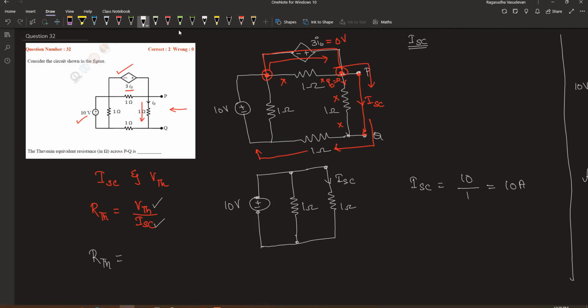Now we have found the Thevenin equivalent voltage too. Therefore, the Thevenin equivalent resistance is equal to minus 10 volt divided by 10 ampere, which is minus 1 ohm. The answer is minus 1 ohm.